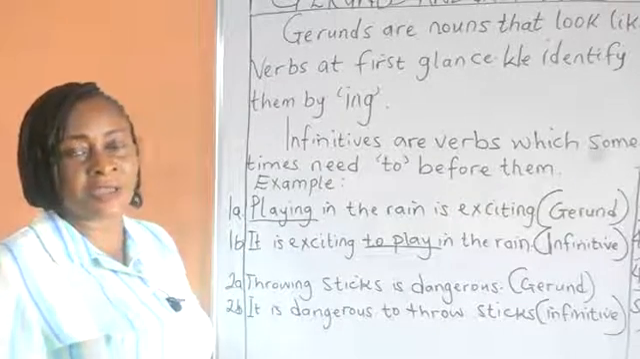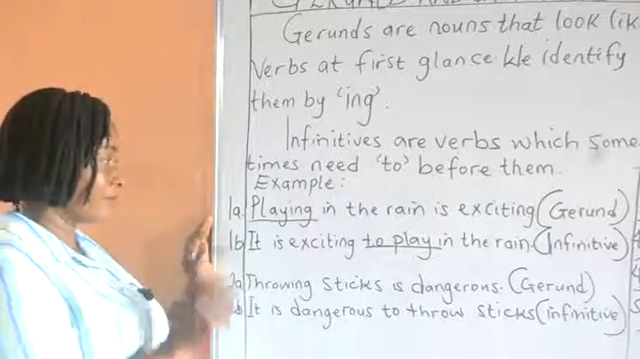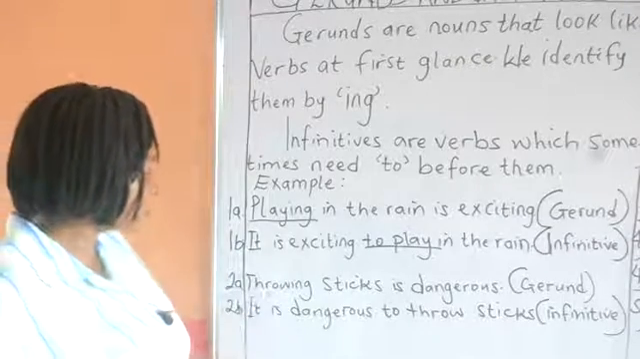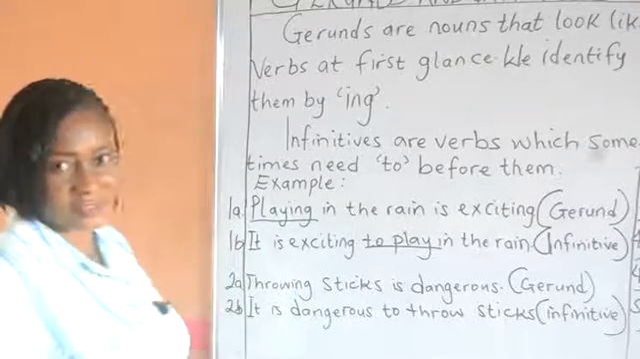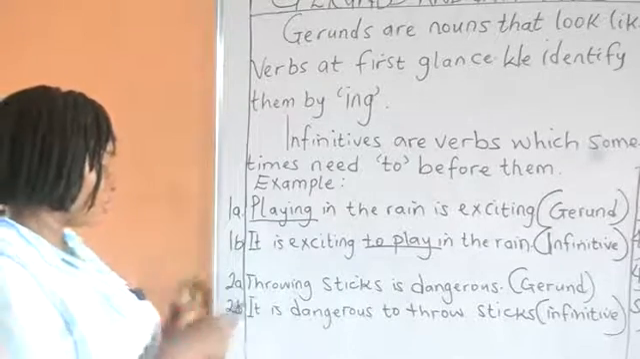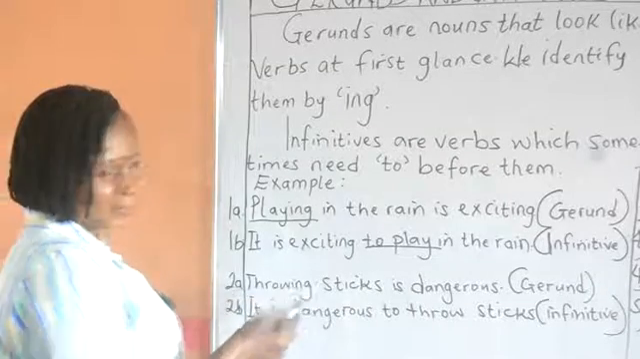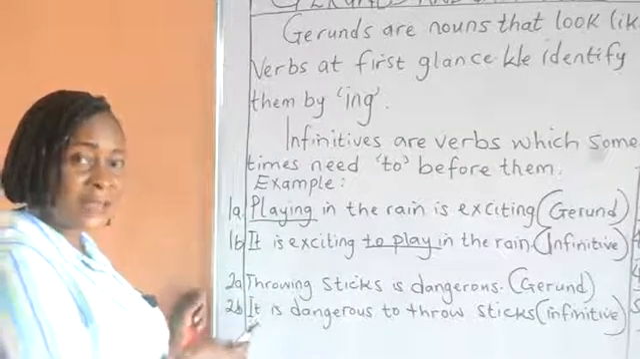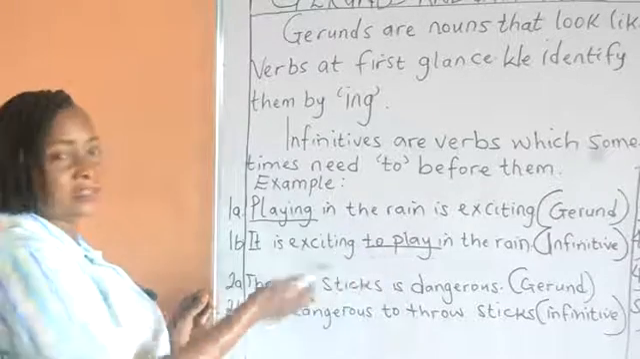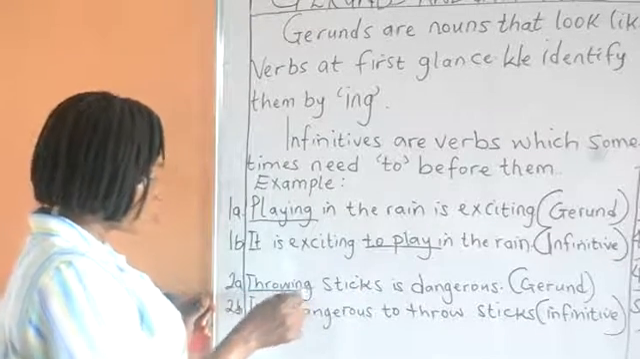Infinitive is what? A verb. While gerund is a noun, but it looks like a verb at first glance. Number 2a. Throwing sticks is dangerous. In this first sentence, the word throwing looks like what? An action word. Looks like a verb. But here, it is a gerund because of the ing. So this is the word throwing.